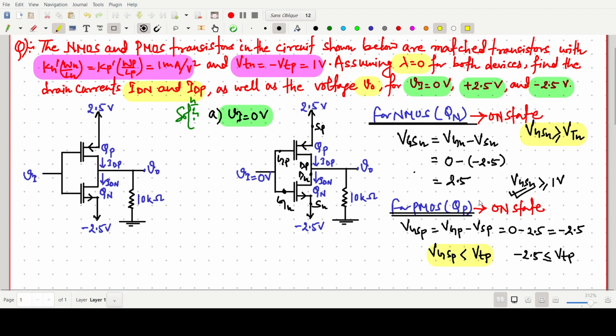Now what we observed is that both transistors are in the on state. So here both the transistors Qn and Qp are perfectly matched, as given in the question.